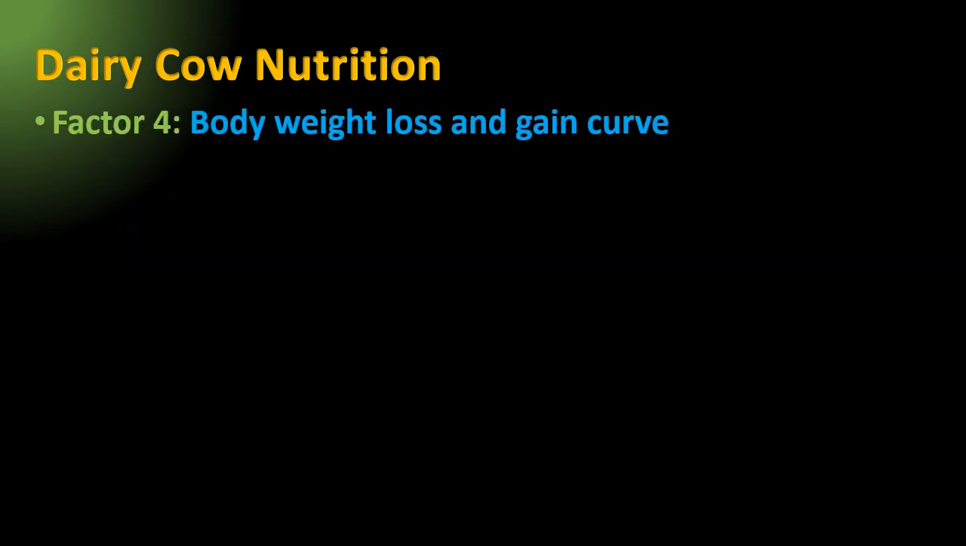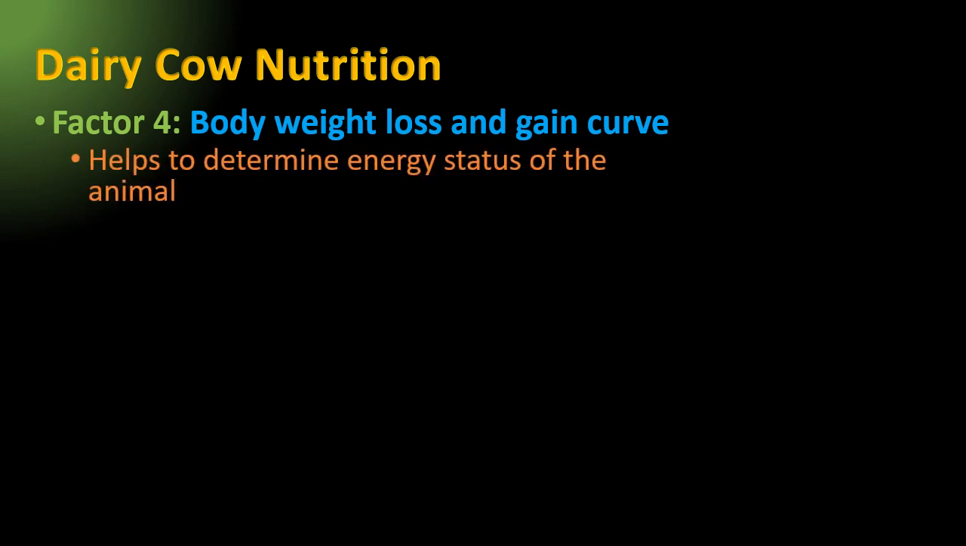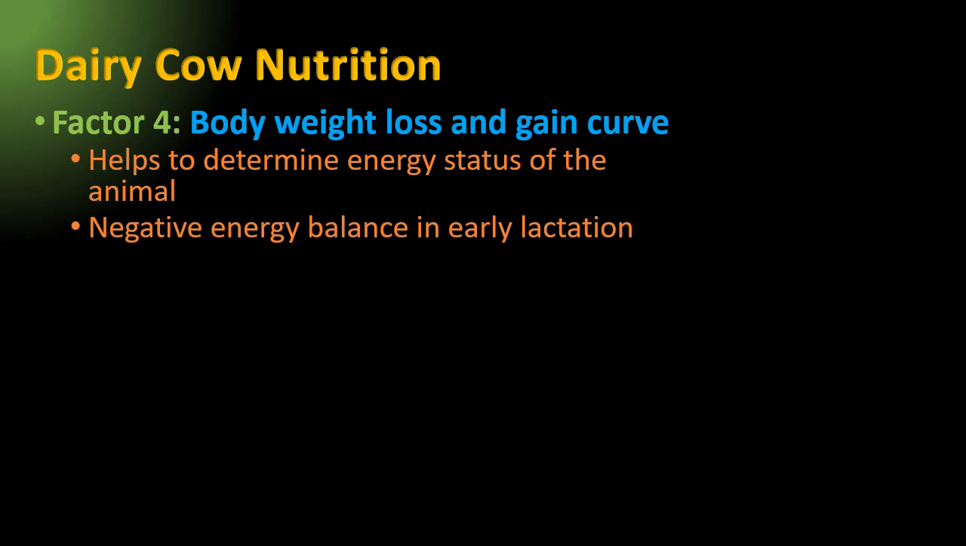The last factor is the body condition scoring, or body weight loss and gain curve. This is the first from the bottom in the graph. Body condition scoring helps to determine the energy status of the animal. If we are closely monitoring the body weight changes in the cow, it will provide information on the energy status of the cow. High producing cows will lose weight to provide the high energy levels needed in early lactation.